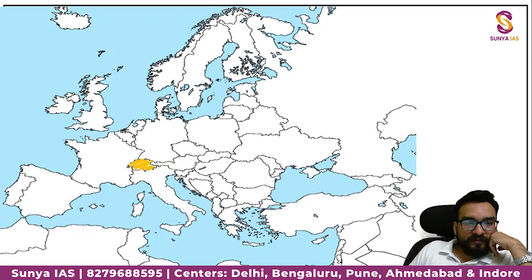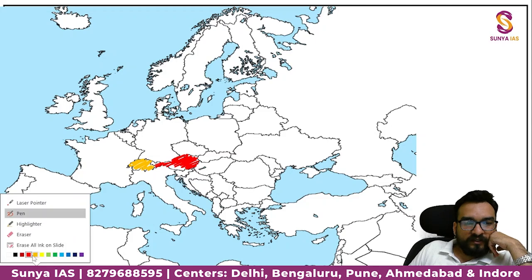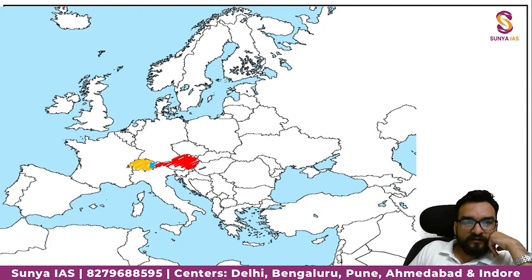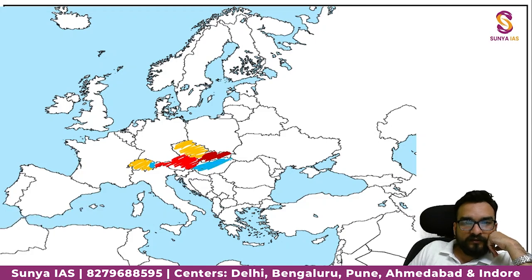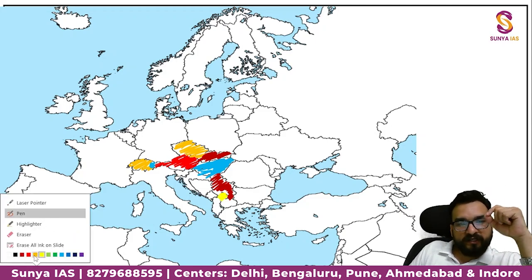You have to be one step ahead of me, I am telling you. Can you tell me about this country? Can you tell me about this country over here? Doubly landlocked. Can you tell me about this country over here? Landlocked. Over here, this country. Can you tell me about this country present over here? One step ahead of me. Pause the video and try to write it down if you can, guys.